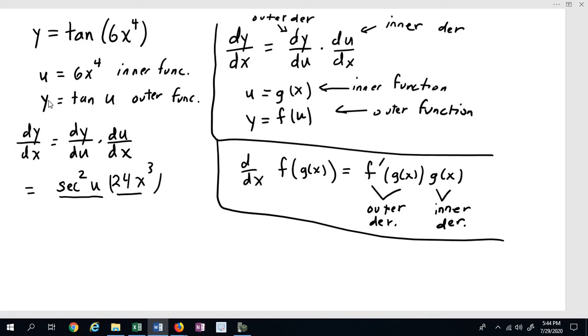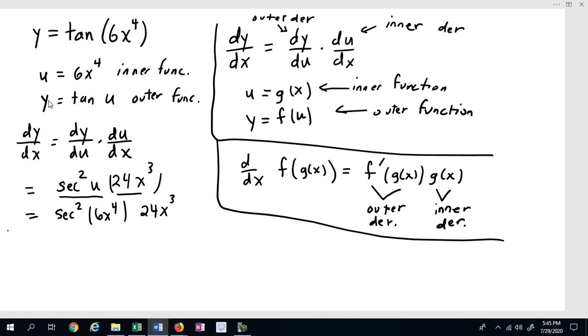Okay, so then just to finish this off, you have to go back and substitute for the u. U is the same as 6x to the 4th. So this is really secant squared of 6x to the 4th, and then times the 24x cubed. Okay, so that's the derivative of this function, right? It's 24x cubed times secant squared of 6x to the 4th. So that's how you would do it using this form of the chain rule.